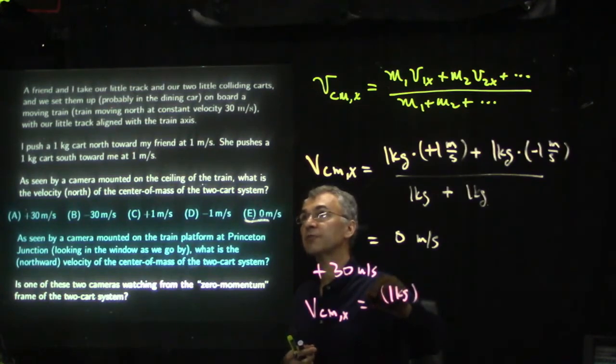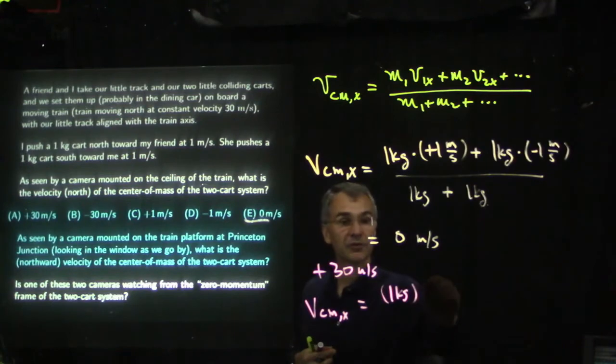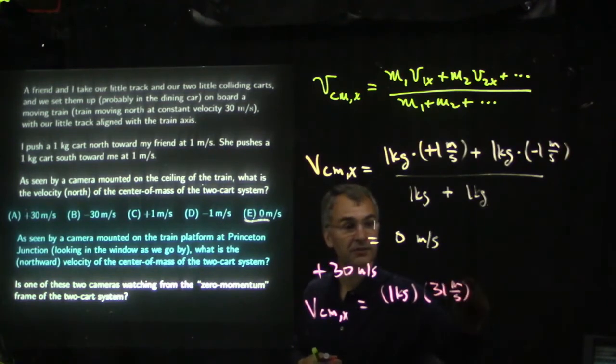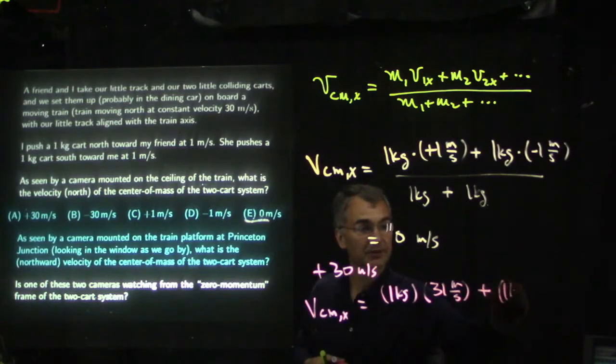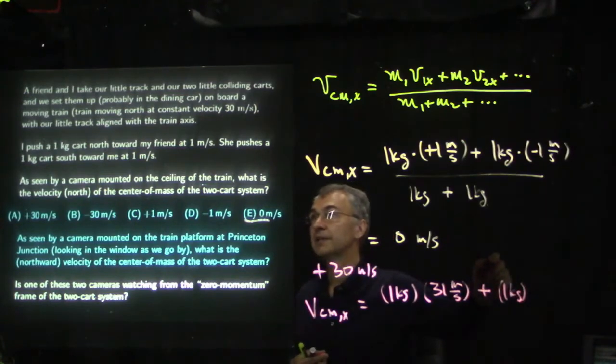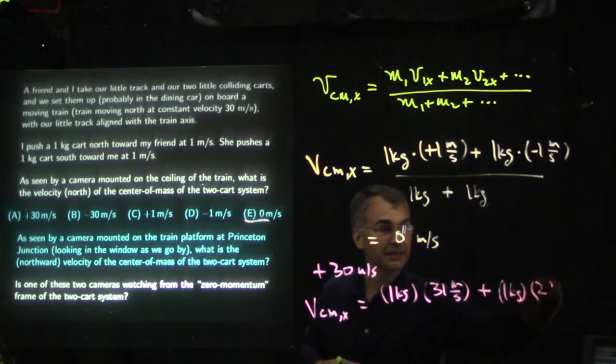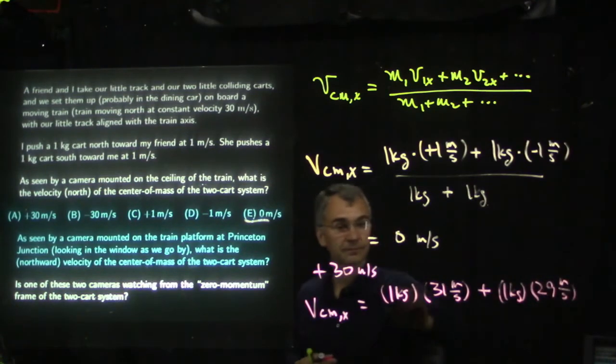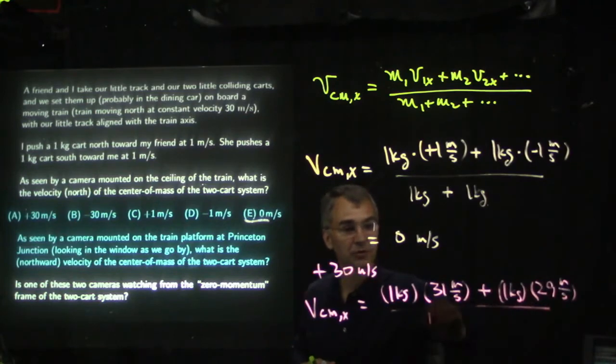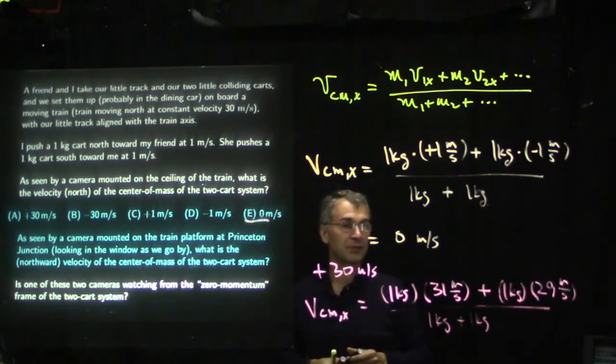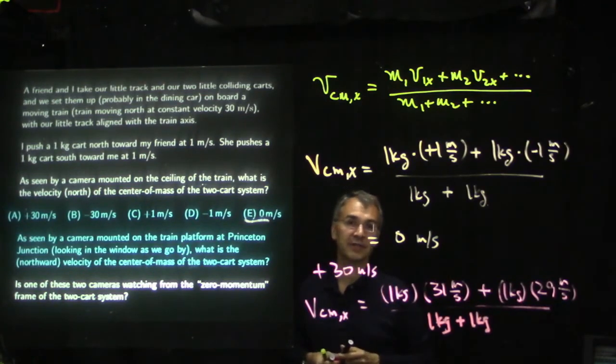So I push north toward my friend, and the train's moving north. So this is 31 meters per second. And then we have the other 1 kilogram cart, which is moving toward me. And so this is 29 meters per second. And then we're going to divide by the same 1 kilogram plus 1 kilogram. So the answer is 30 meters per second. Yeah, because 31 plus 29 divided by 2 is just the average of 31 and 29. That's 30.